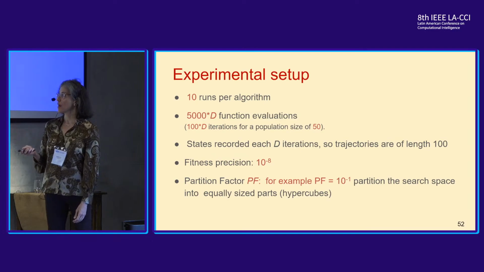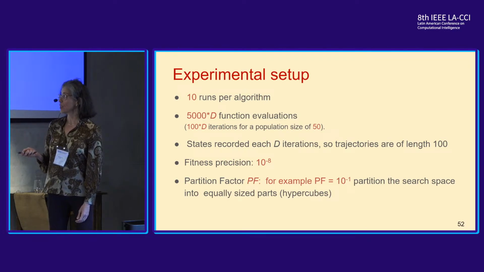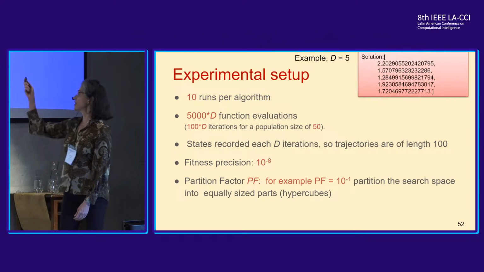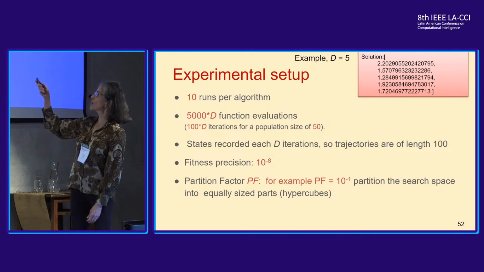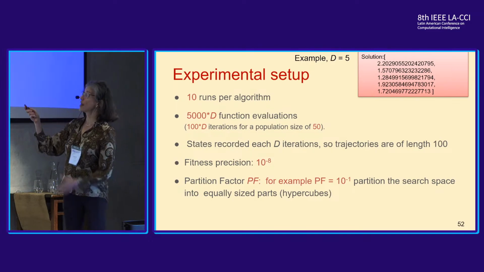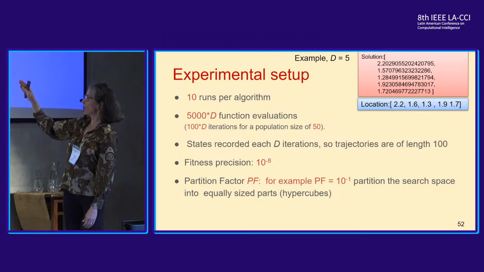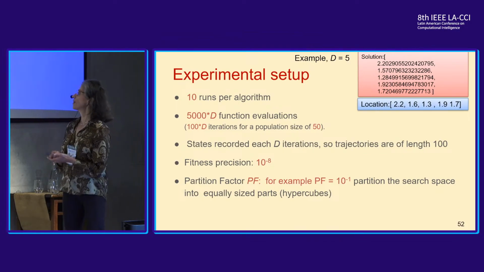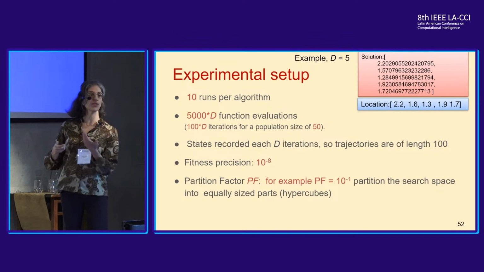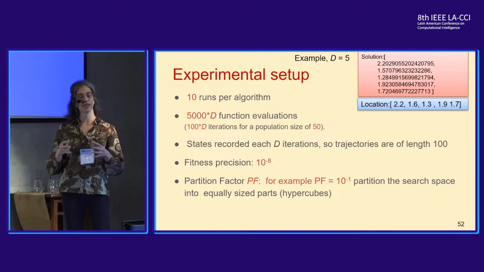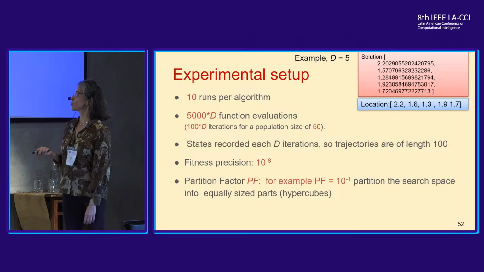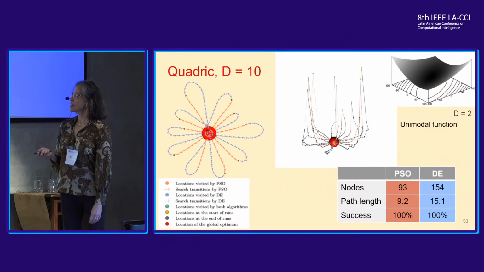So this is how we conducted this experiment: 10 runs per algorithm, a fixed number of function evaluations, and this is what I must mention in the mapping. If we have a solution in 5 dimensions, we were not using all the decimal digits, we were rounding it to only 1 decimal digit, and then we were using that to box the search space. So this is the visualization.